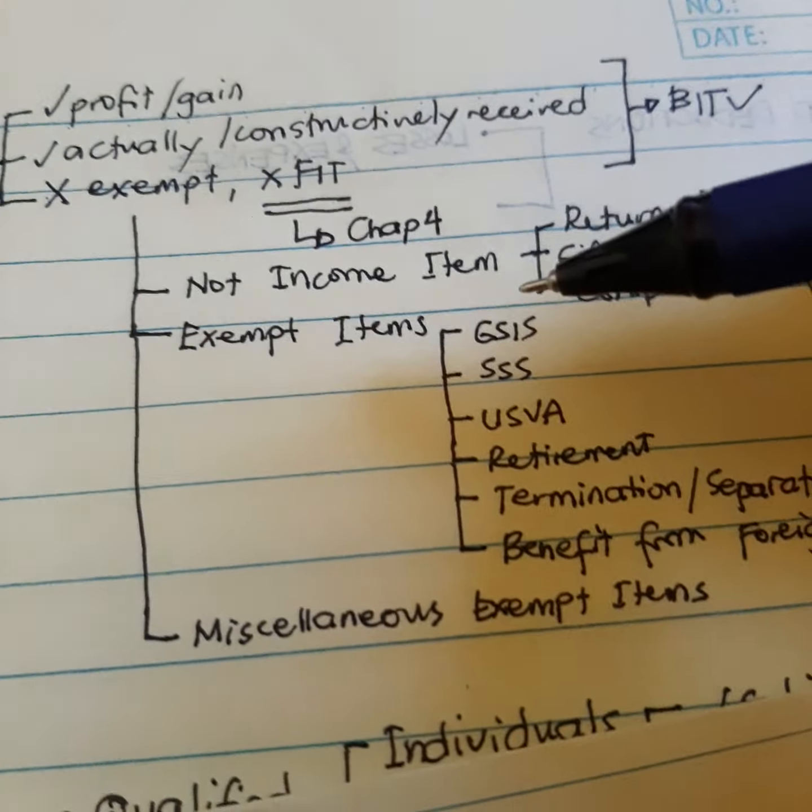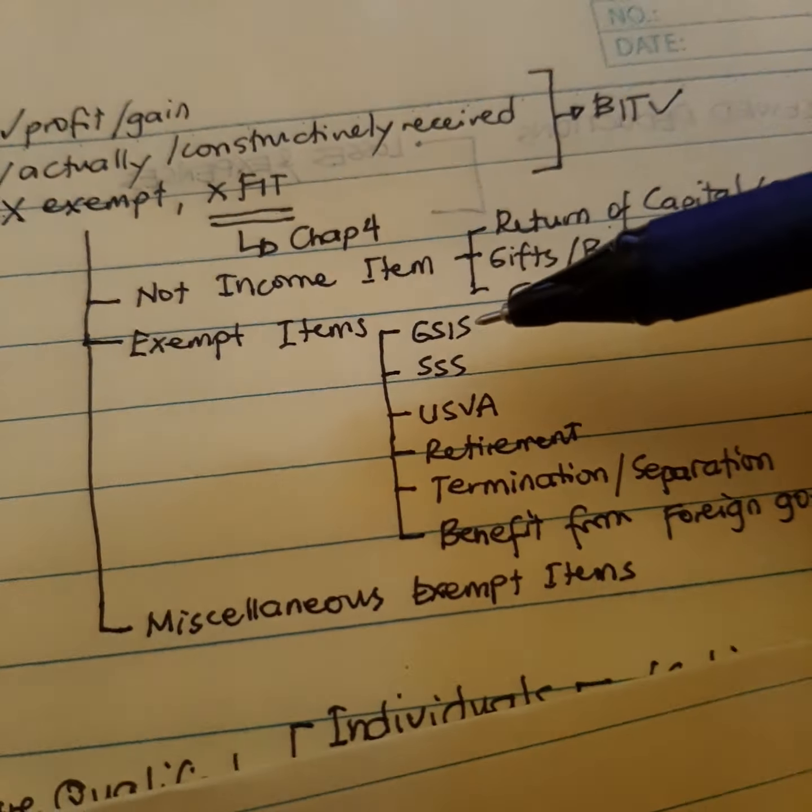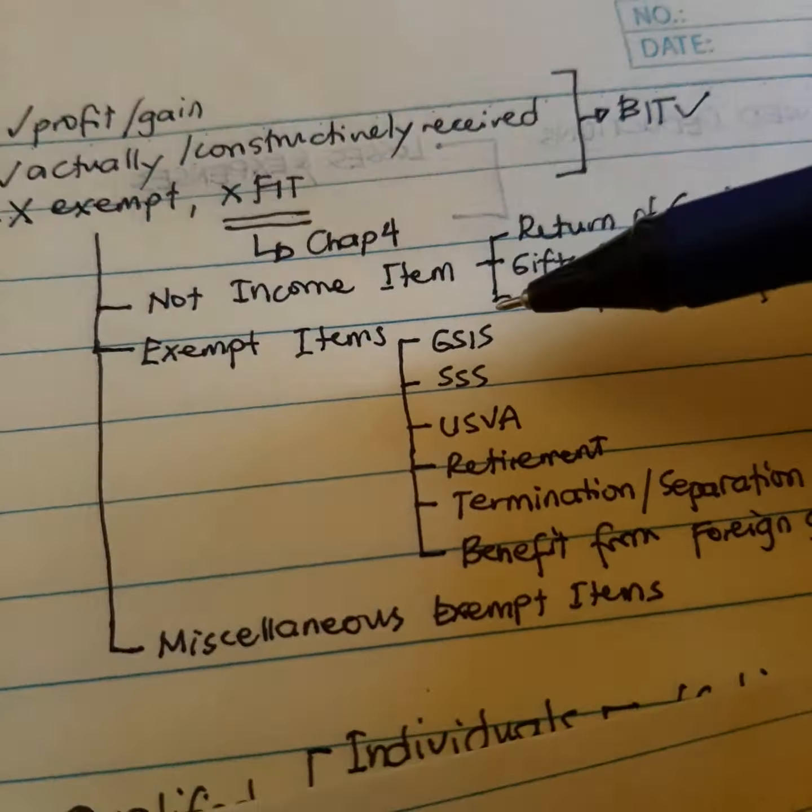Next, we have the exempt items. So, we have 6 exempt items under the law. We have the receipts under GSIS, whether sobra pa yan sa binayad natin. So, let's say, for example, we paid 200,000. If we receive 400,000, generally, the 200,000 excess shall be subjected to tax. But if you receive it under GSIS and SSS program, so there will be no tax for the receipt.